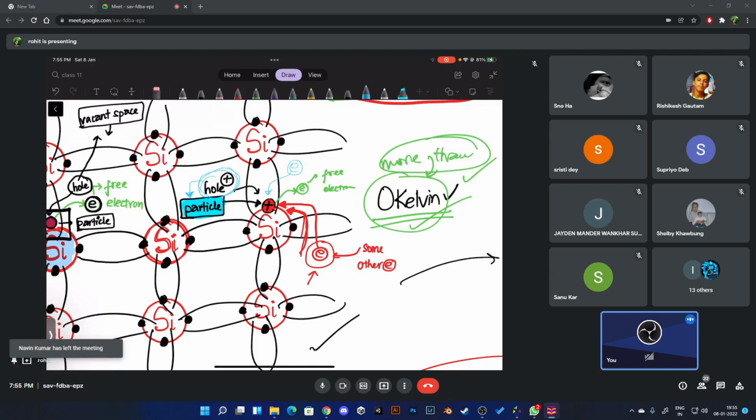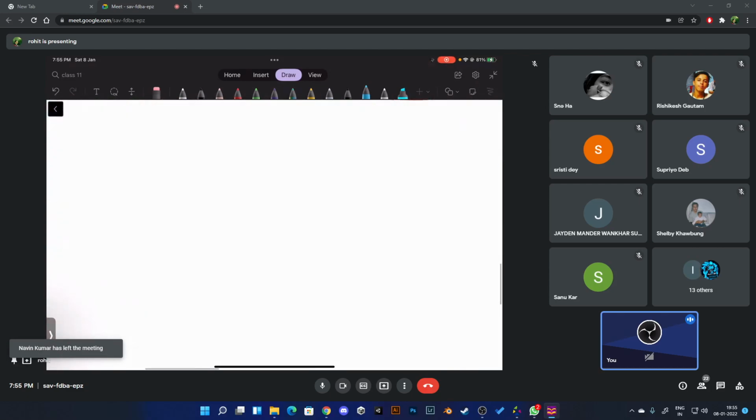Did you understand this concept, guys? Because holes are very, very important. Okay, let me go back. Let me draw silicon again. What you have learned just now is this. Silicon has 4 electrons in the outermost shell. It forms bonds like this.